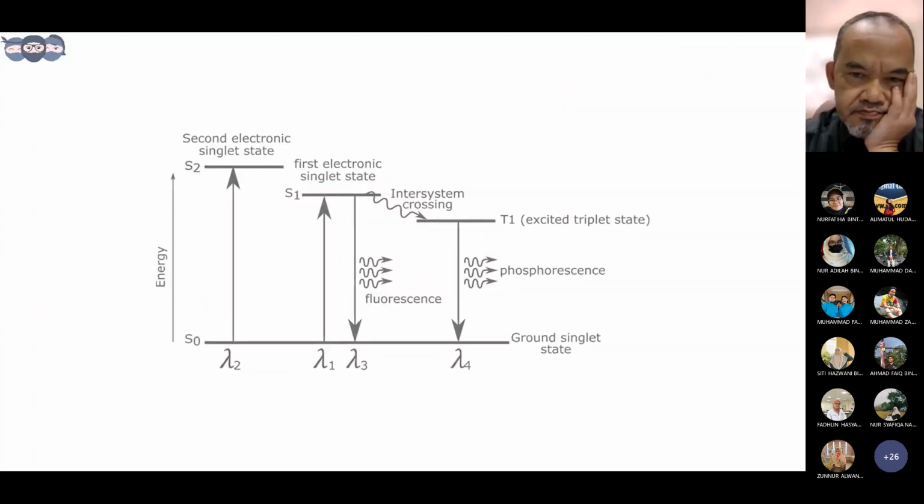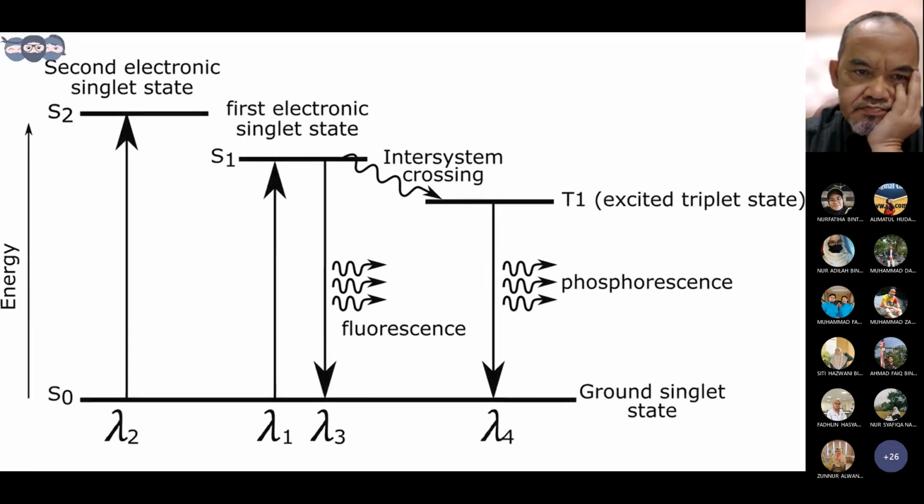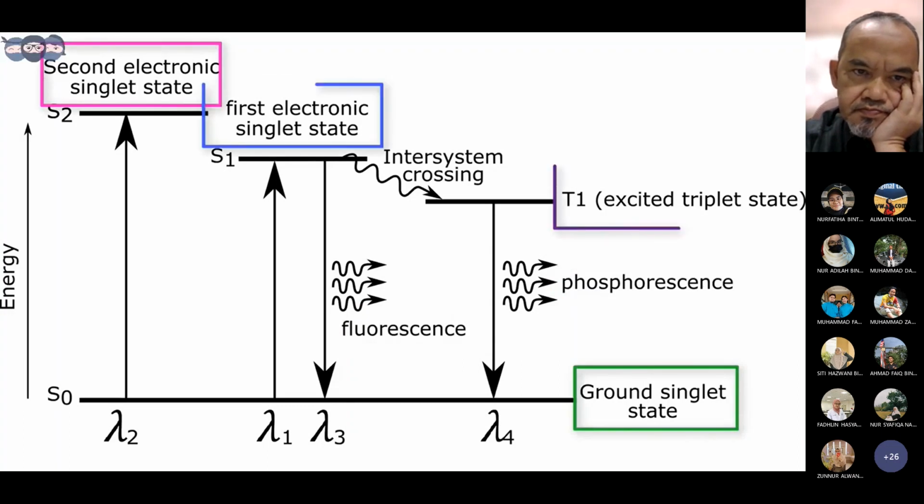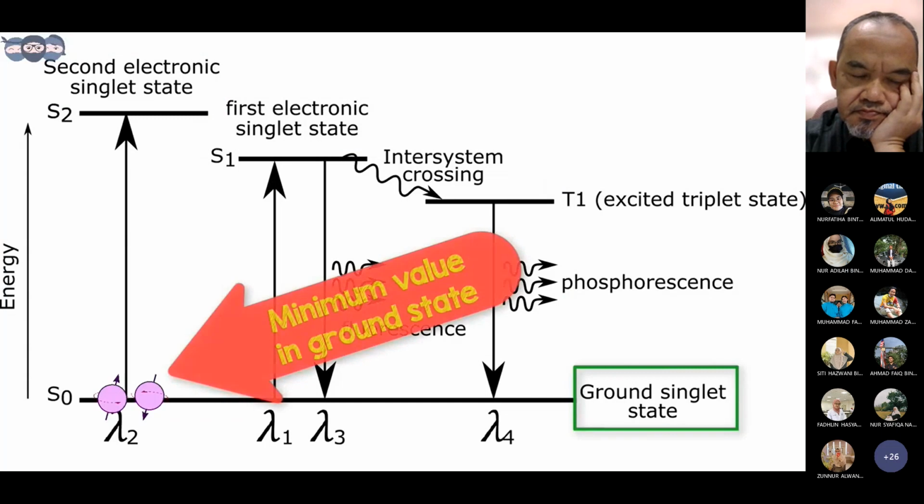Looking at the energy level diagram, we can try to understand how phosphorescence and fluorescence are produced. The energy level diagram helps one understand the production of fluorescence or phosphorescence. As seen in the diagram, there are different energy states. In the ground state of molecules, the molecular energies are constant and possess minimum value.